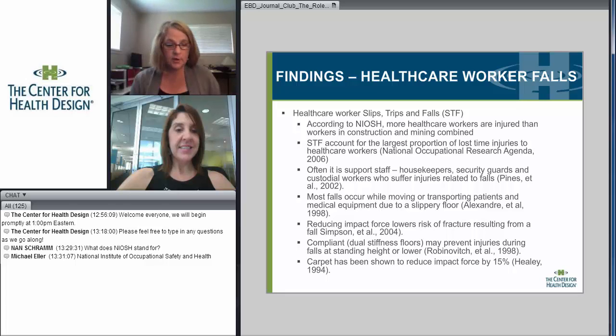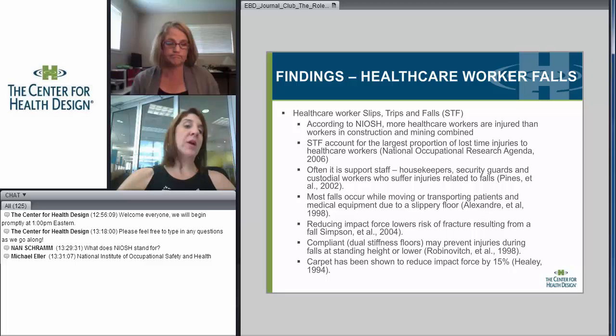National Institute of Occupational Safety and Health. It is a government agency. You can also, a lot of times if you're looking at the CDC website and you look all the way at the bottom, they are generating a lot of the data that goes into the CDC website.